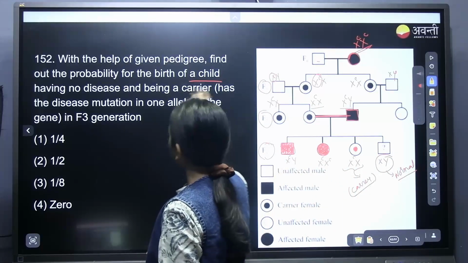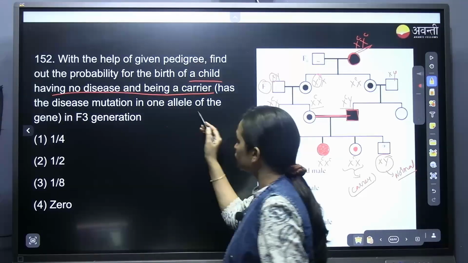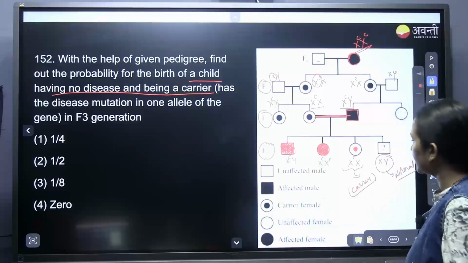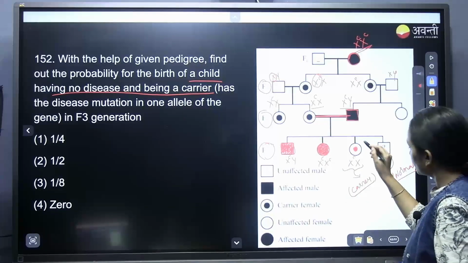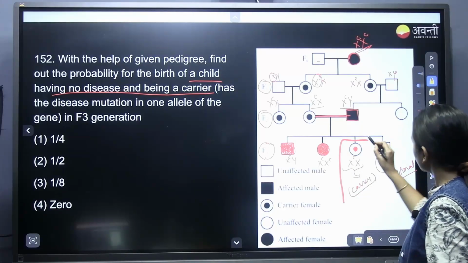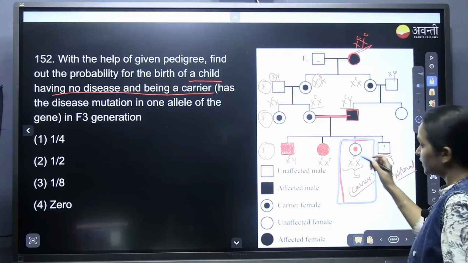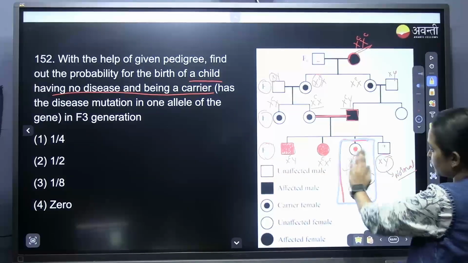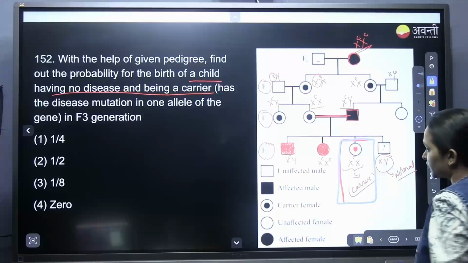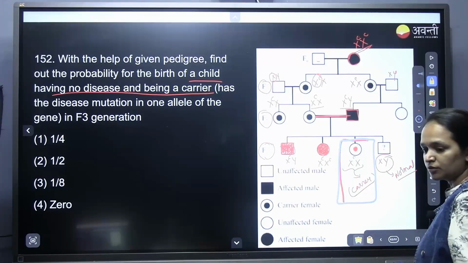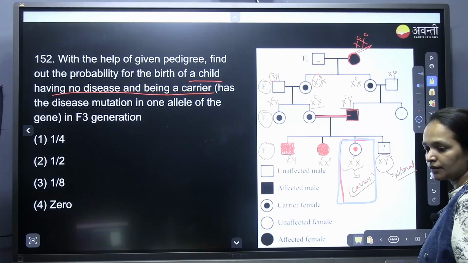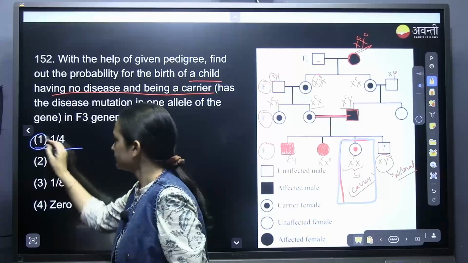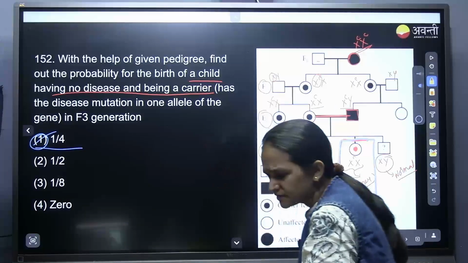Now read the question. We need to find a child having no disease and being a carrier, which means there is one gene mutated, another gene which is good. We need to find this particular one. What is the probability of this one? She is a carrier and she is not diseased. She is just a carrier. So we need to find this one. What is the probability out of 4? 1 by 4. Easy? Understood?